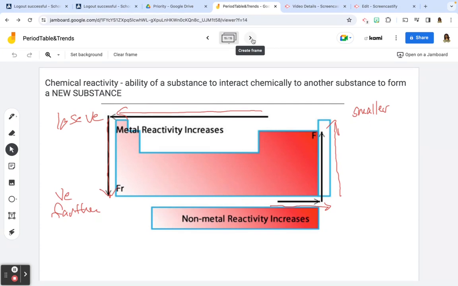So that is the periodic table, some of the properties of certain groups, and the trends of the three major properties: atomic radius, ionization energy, and electronegativity. This is the summarization of it all.